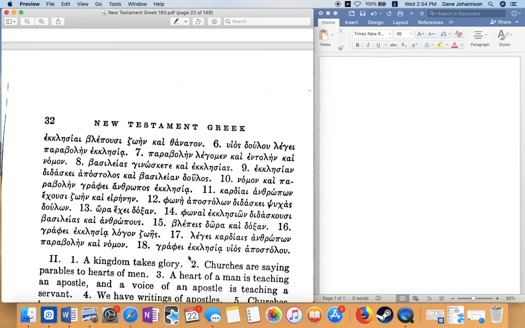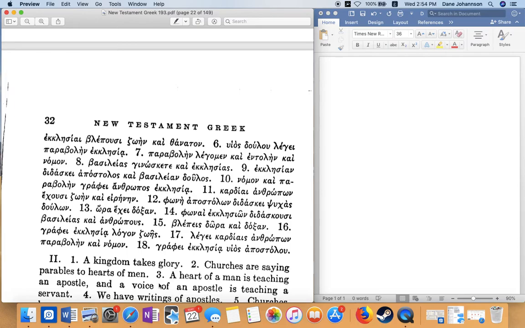17. Legi cardias anthropon paravolin kenomon. Again, where is the subject? It's contained in the verb here. Legi, he, she, it speaks or says. Cardias, so tes cardias would be dative plural. He says to the hearts of men, anthropon, parabolin, a parable, ke nomon. He speaks a parable and a law to the hearts of men. Legi cardias anthropon, parabolin, ke nomon.